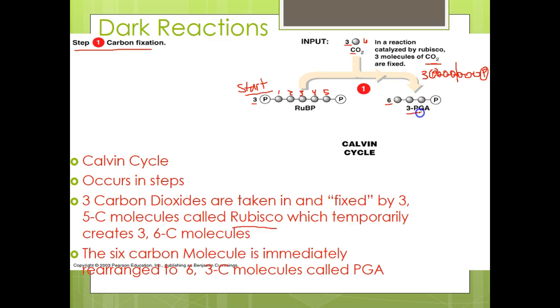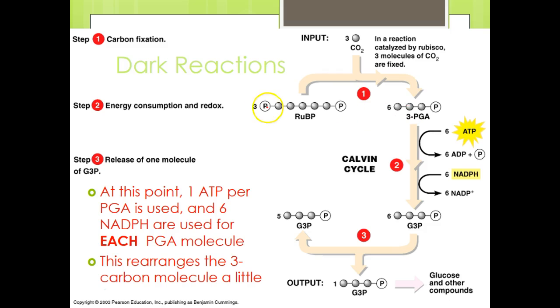are 3-PGA. Okay, you have to absolutely know 3-PGA. The name of that is 3-phosphoglycerate. These 3-phosphoglycerate molecules are going to be 3 carbon, 1, 2, 3 carbon with a phosphate attached. Okay, so that's the first step, carbon fixation. We take a Rubisco molecule, we add a carbon to it, and now we have twice as many 3-carbon molecules. That's phosphoglycerate. Second step is the energy consumption and the redox step.